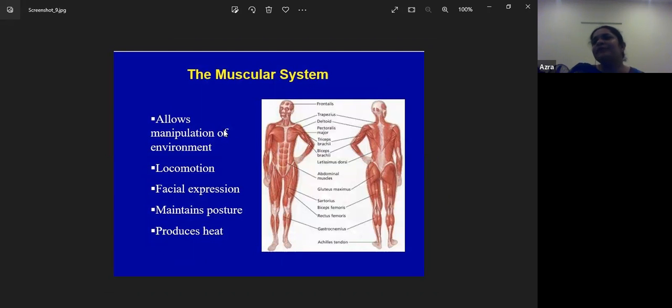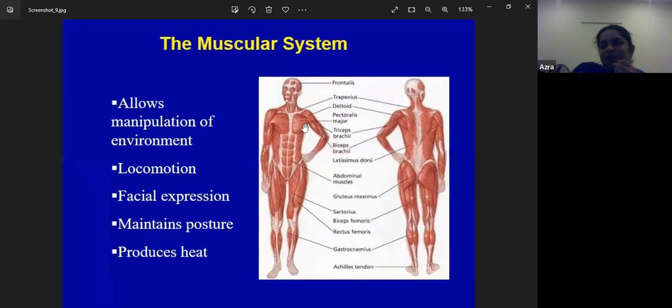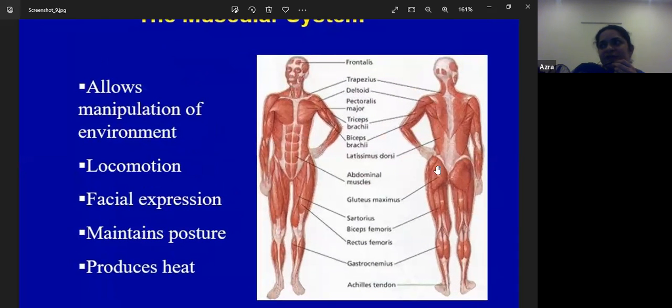Now, this is the muscular system. It allows manipulation of the environment, locomotion, facial expression, and maintaining postures. Obviously, the muscular system can maintain posture like this. This is a human being, and this is also a human being, and this person is standing. Okay, so these are the expressions, right?